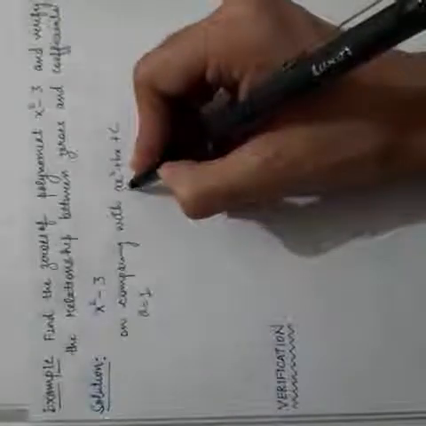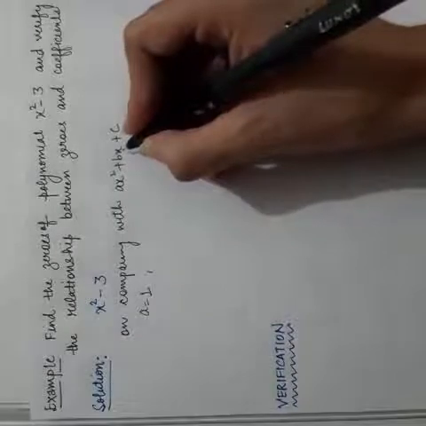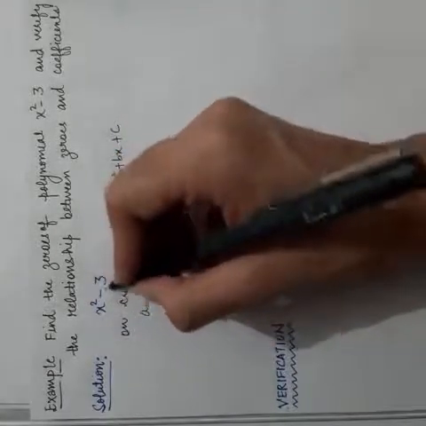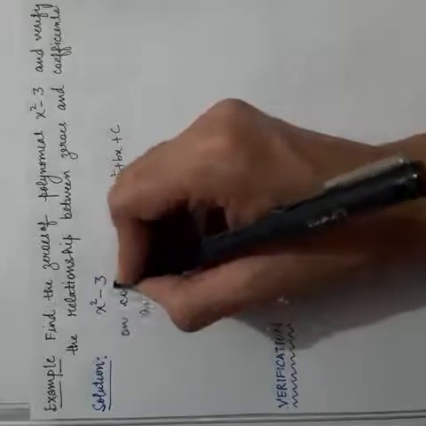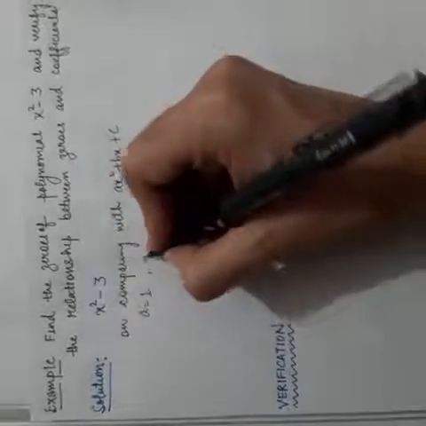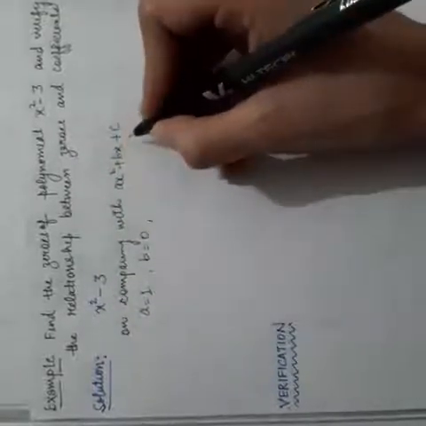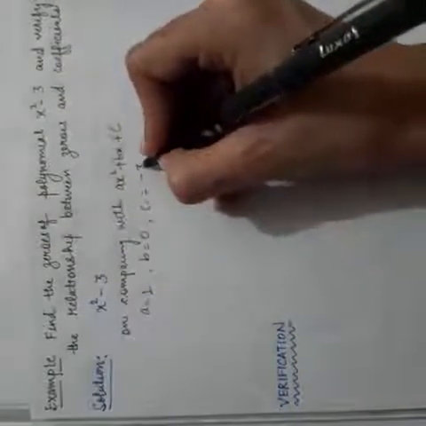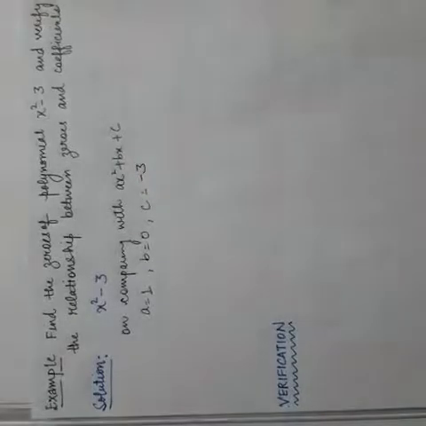On comparing, you get a is equal to 1. The coefficient of x square here is a and here it is 1. B is the coefficient of x, but here we are not having any term containing x, so b will be equal to 0. The constant term is minus 3. So we have got the coefficients with us.